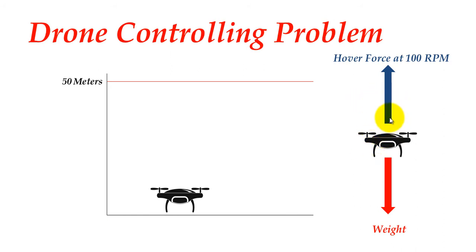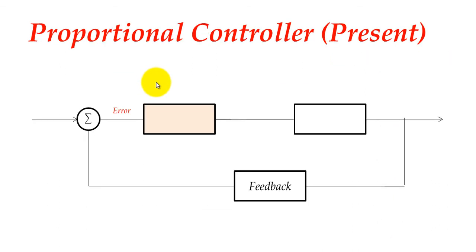We found that the force that will be in equilibrium with the weight and cancels the effect of the weight is at 100 RPM, which means if the motors of this drone reach 100 RPM, we will provide a force that cancels the weight of this drone, and at this moment the drone will hover. So we need this drone to reach 50 meters, and at this height hover. If we look at our control system, the plant here is the drone, and we have the mathematical equations of the drone. The desired output is reaching 50 meters. We want this drone to reach 50 meters and hover at this height.